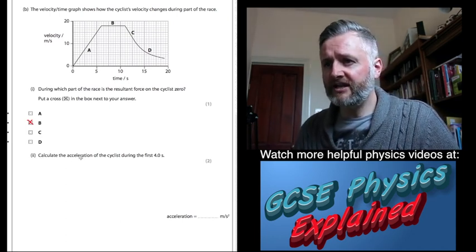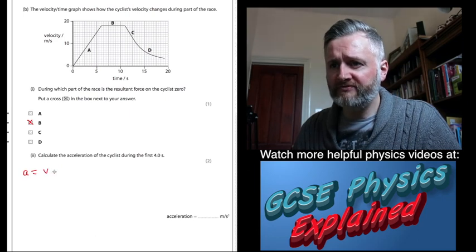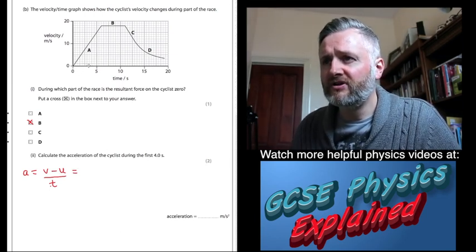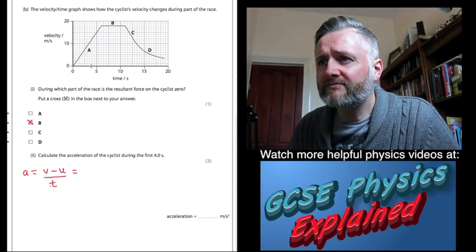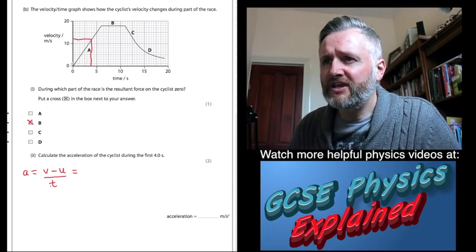Part 2, calculate the acceleration of the cyclist during the first 4 seconds. Okay, so acceleration equals the change in velocity, so v minus u, that's the final velocity take away the initial velocity, divided by the amount of time that it took. So the first 4 seconds, from 0 up to 4 seconds. If we read off the graph, the speed started at 0 and went up to 12.